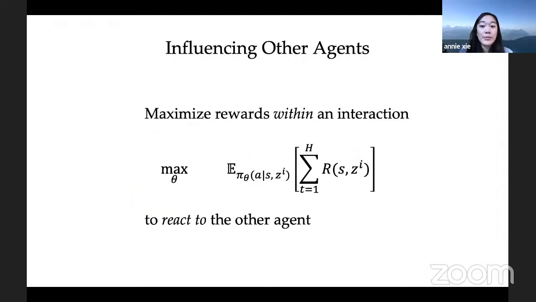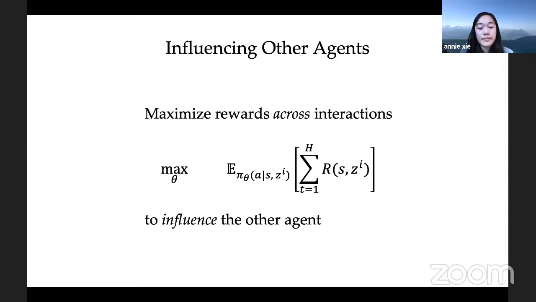So instead of simply reacting to the other agent, what we actually want is to learn a policy that can influence its strategy. This influential behavior can be learned by maximizing the long-term rewards across interactions. And this objective naturally motivates the ego agent to act in a way that leads to more desirable future strategies in the other agent.